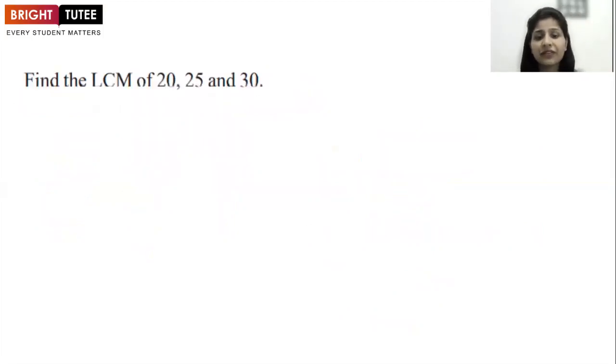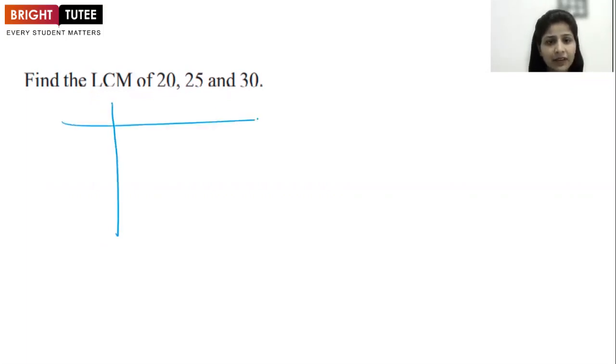Now, if we have to find the LCM of 20, 25 and 30, how will we do it? Let's do it. The method is to be followed like this. We make a line like this, and we write all the 3 numbers with some gap in between. You can put a comma in between, or we can also write with some space in between.